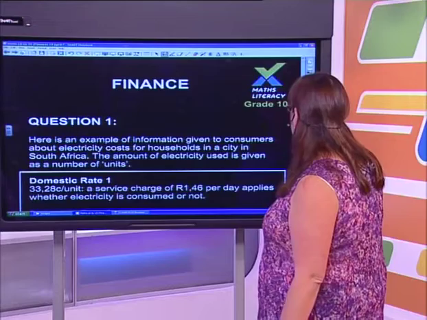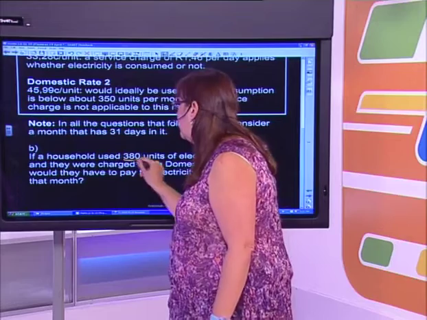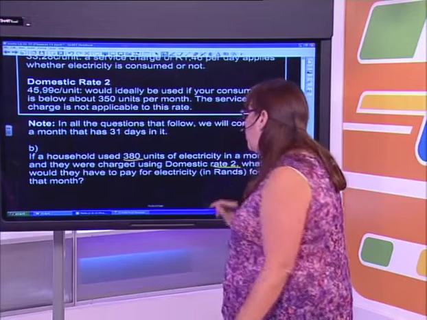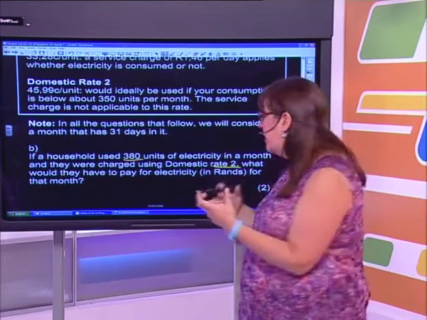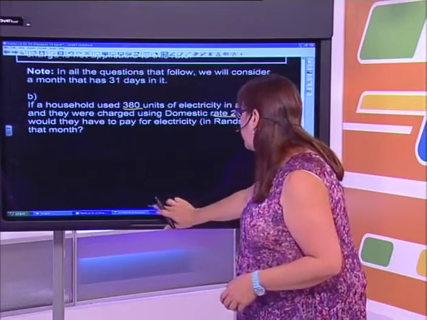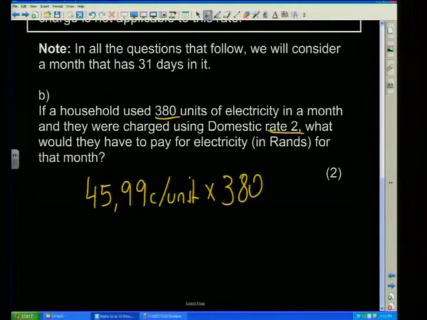Okay, right. We've got our rates again. Now, the second part. If a household used 380 units of electricity in a month, and they were charged using the domestic rate 2, what would they have to pay for electricity in rands? So now we're dealing with rate 2, and remember there was no fixed cost, so this is a slightly easier calculation because we're only taking our cost per unit. We had 45.99 cents per unit, and we're going to multiply that by how many units they use, 380.